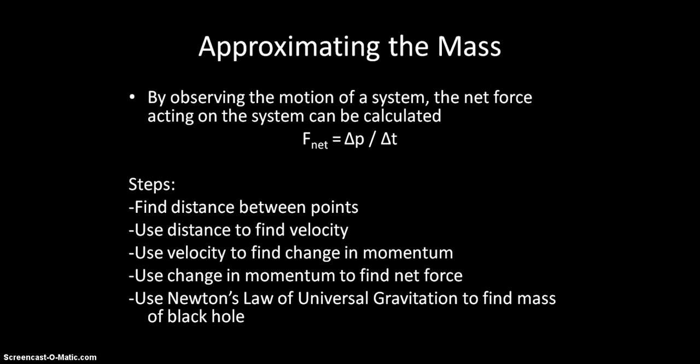Once this distance is calculated, we can use it to find the velocity using the equation velocity equals distance divided by time. Once we have the velocity, we can use it to find the change in momentum of the star using the equation momentum equals mass times velocity. And once we have this change in momentum, we can then find the net force using Newton's second law equation, which says that F net equals change in momentum over change in time. Once all this is done, we are ready to use Newton's law of universal gravitation to find the mass of the black hole.